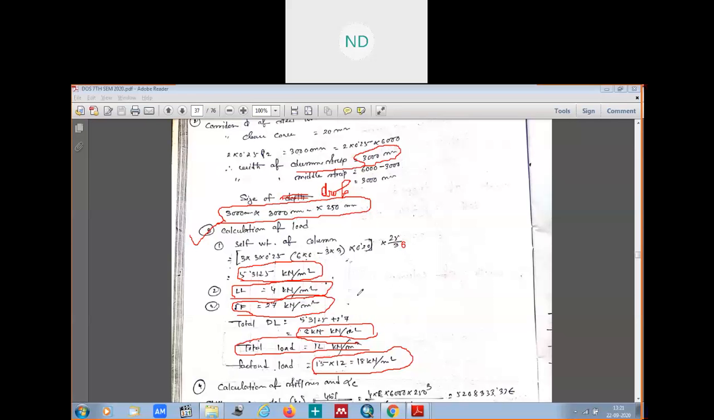So we will calculate this when we have a column drop. But when we do not have a column drop, we have simple flat slabs, then what we do is calculate the depths, we calculate the loads, and then we calculate the stiffness, etc.